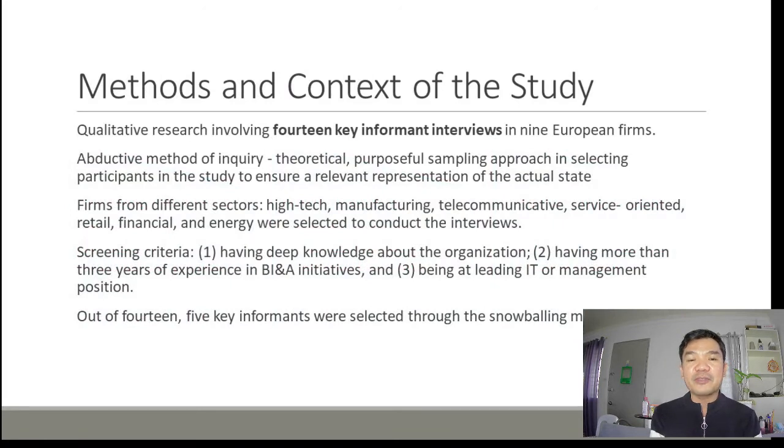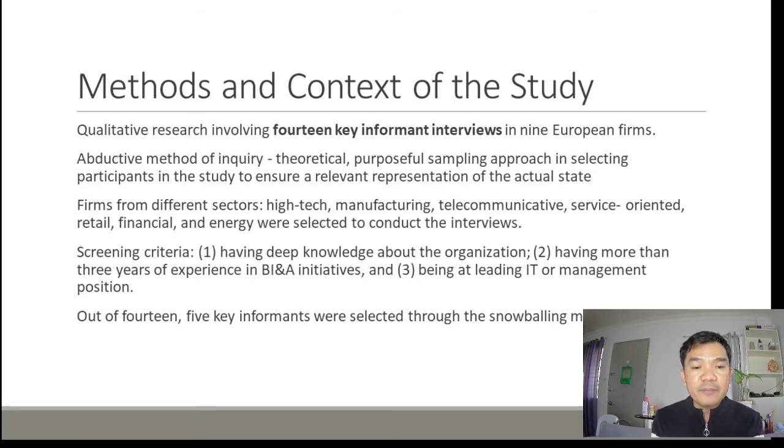So what are the methods and the context of the study? The research is qualitative in nature, and they conducted 14 key informant interviews in 9 European firms, which will be illustrated later in a table. They used an adaptive method of inquiry, founded on a theoretical, purposeful sampling approach in selecting participants, to ensure relevant representation of the actual state. That means theoretical and purposeful. Purposeful sampling means they have certain criteria, and theoretical sampling means it contributes to the theoretical perspective that we are looking at.